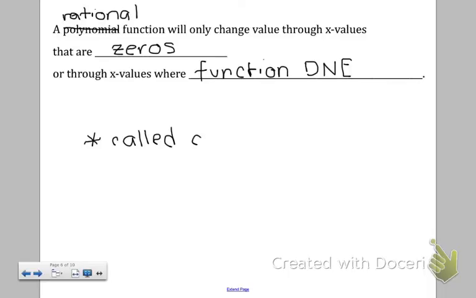Okay? Now, just to let you know, zeros and where the function does not exist are often referred to as critical values. So when you hear that phrase critical values, we're talking about where that rational function is 0 and where it does not exist.